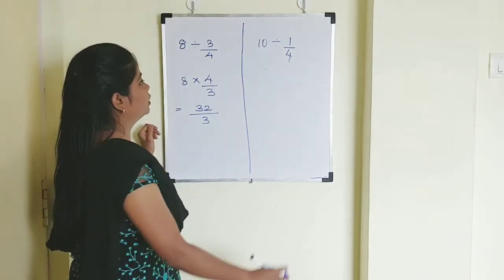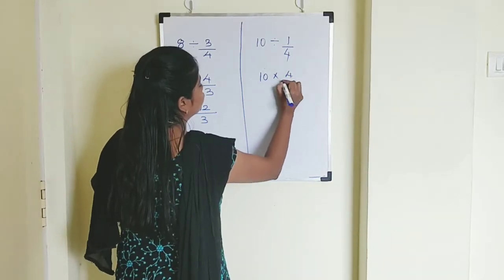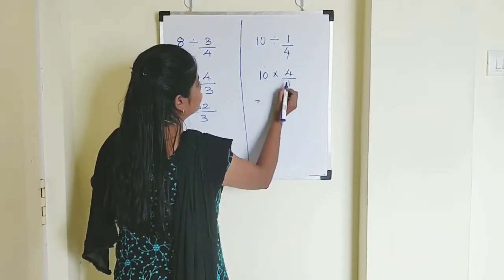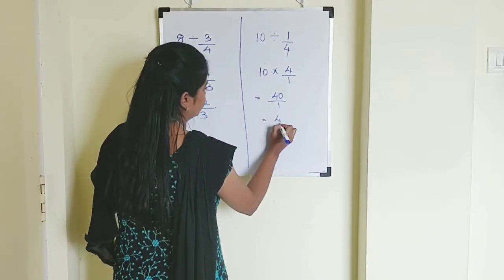Moving on to this number again, 10 multiplied by the reciprocal of 1 by 4, which becomes 4 by 1. So 10 into 4 is 40 by 1, or 40.